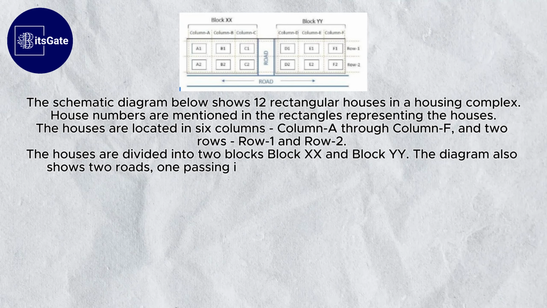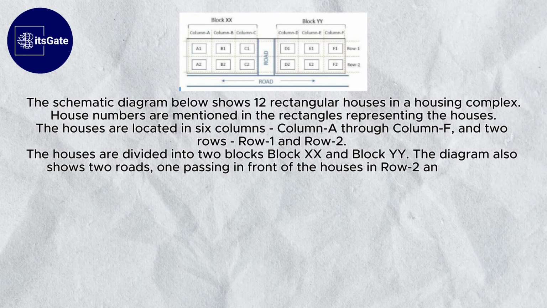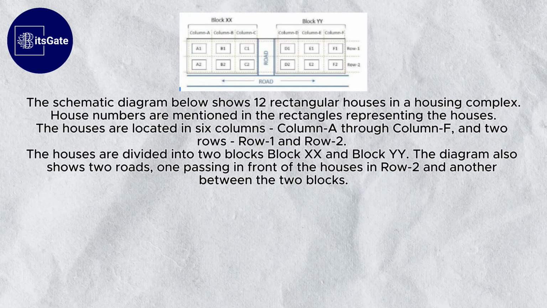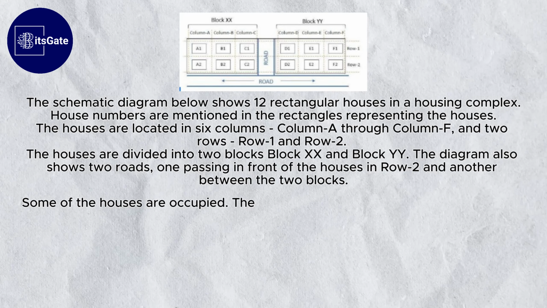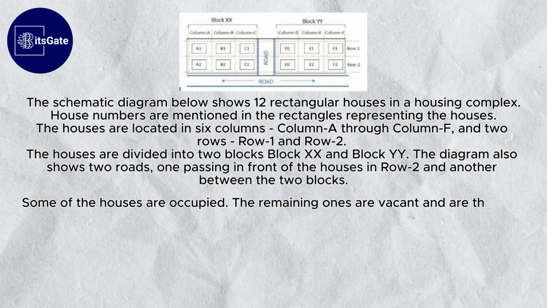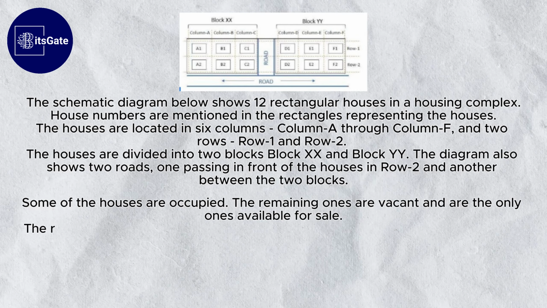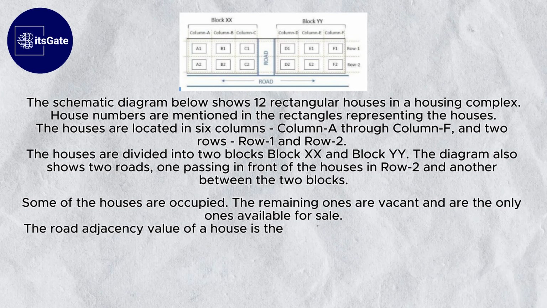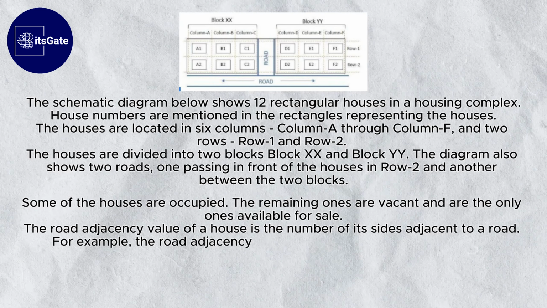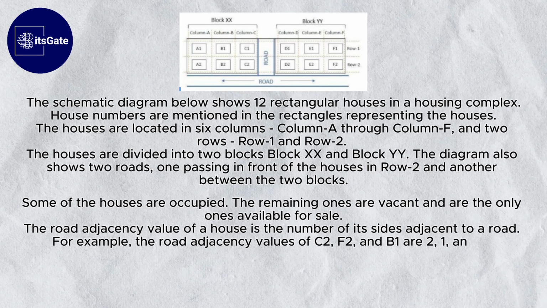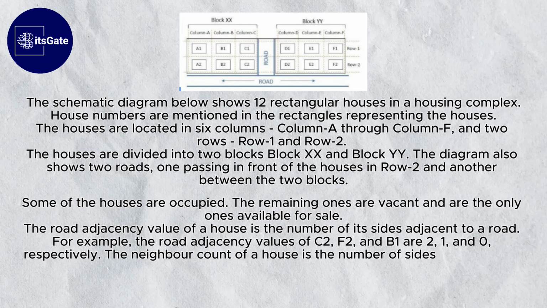The diagram also shows 2 roads, one passing in front of the houses in row 2 and another between the 2 blocks. Some of the houses are occupied, the remaining ones are vacant and are the only ones available for sale. The road adjacency value of a house is the number of its sides adjacent to a road. For example, the road adjacency value of C2, F2 and B1 are 2, 1 and 0 respectively.